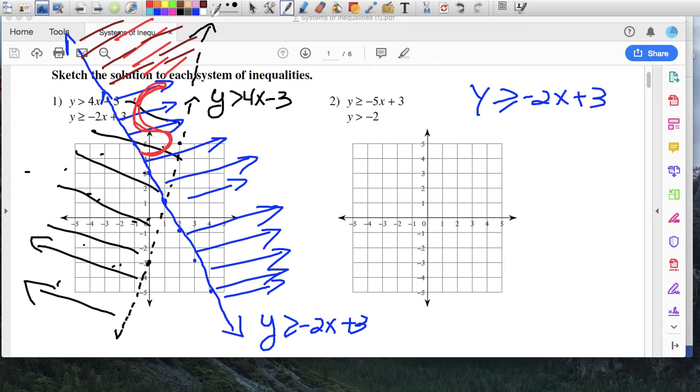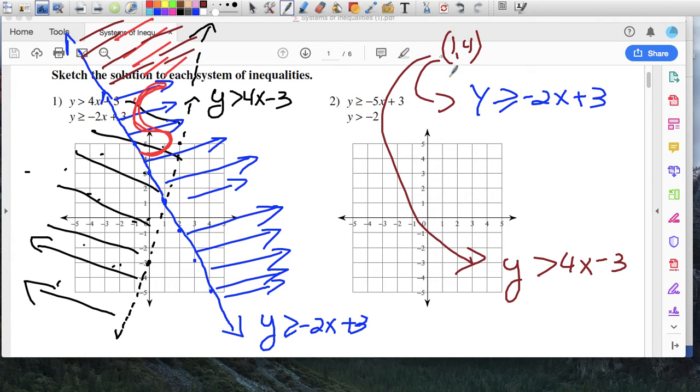And just to prove that, we're going to pick a point. Let me pick a point that's easy. So let me pick 1 and 4. If I pick the point 1 and 4, I'm substituting into each equation. The first one was y greater than 4x minus 3. I'm going to substitute that here and here. It should work for both.